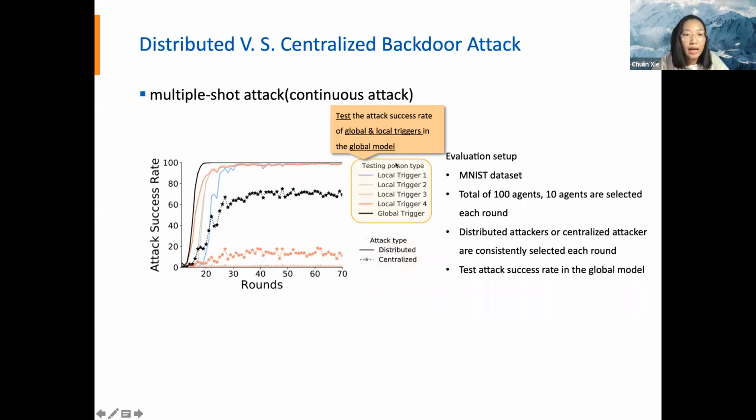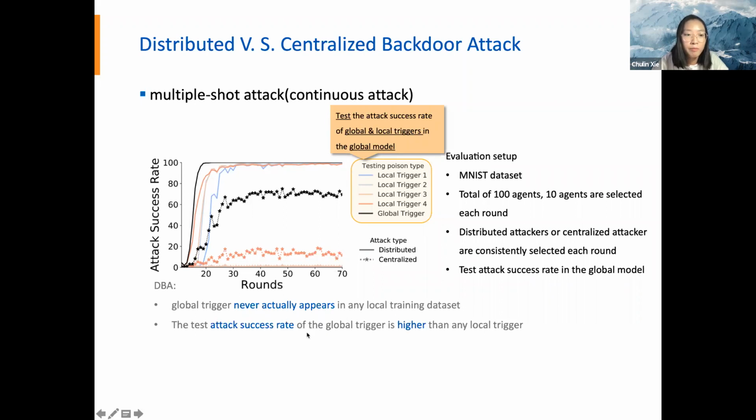Then we look at the global triggers and the local triggers. In the DBA, we know that the global trigger never actually appears in any local training data set. However, we observed an interesting phenomenon that the test attack success rate of the global trigger, which is the black line here, is higher than any local trigger, which are the colorful lines here. And the global trigger converges faster in attack performance than any local triggers.